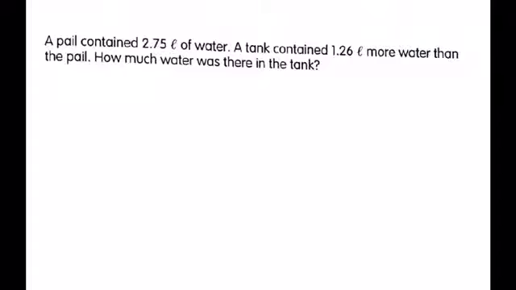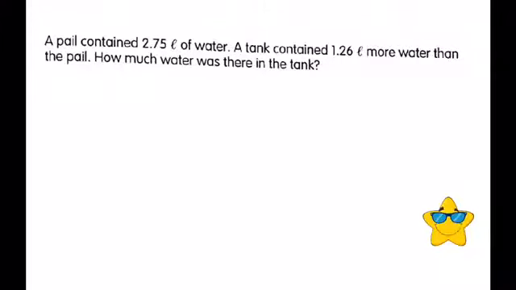A pail contained 2.75 liters of water. A tank contained 1.26 liters more water than the pail. How much water was there in the tank? Now, in this given problem, I want you to identify the important information that you would be needing. It's also going to be necessary for you to draw models to help you understand the problem. What are the important information in the given problem?